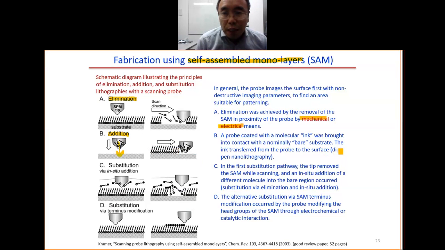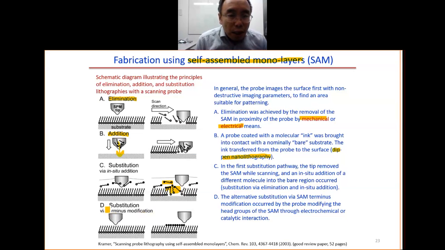This is nothing but dip pen nanolithography as we have seen today. The third way is called substitution via in situ addition. In this case, first you remove the self-assembled monolayer. When this part is removed, another type of monolayer will fill in. This way, the self-assembled molecule in this area will be different from the molecule here.